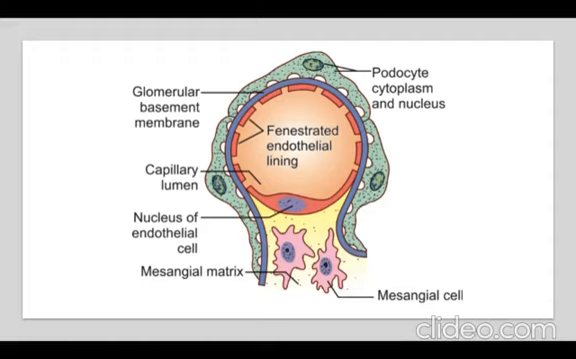So, for conclusion, our filtration through glomerular capsular filtration barrier occurs mostly through extracellular route that consists of pores in the capillary endothelial cell layer, basement membrane, and slit pores in the foot processes of podocytes of Bowman's capsule epithelium. In diseases like nephrotic syndrome, the permeability of the glomerular capillaries to proteins increases that leads to proteinuria.